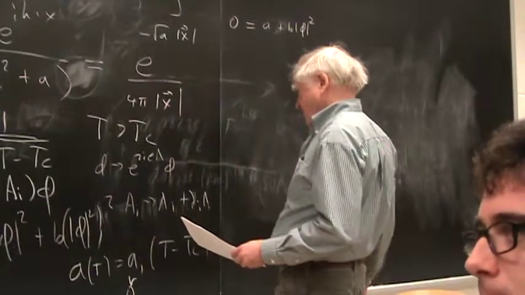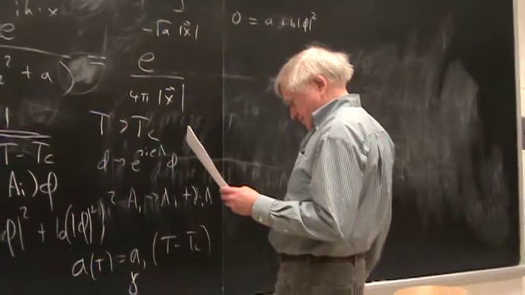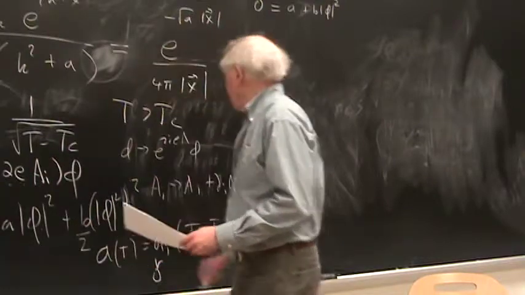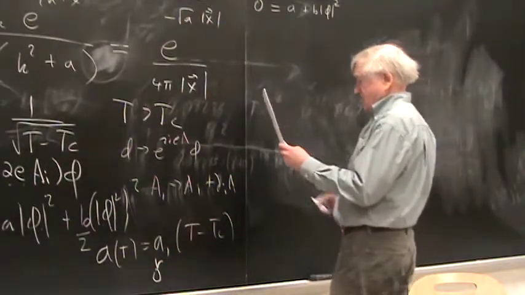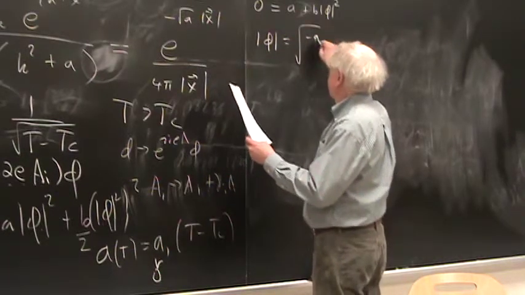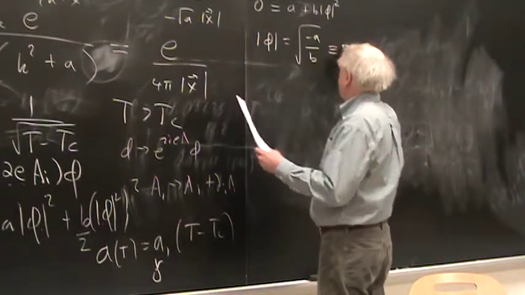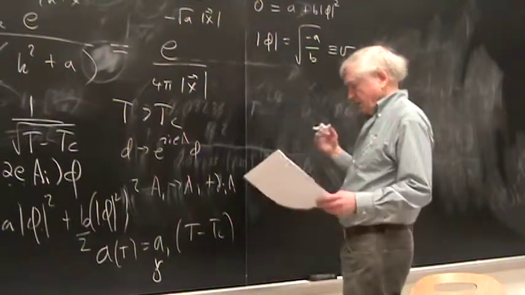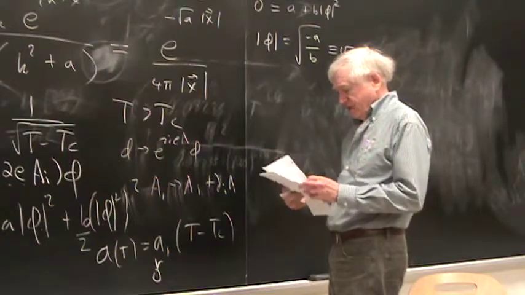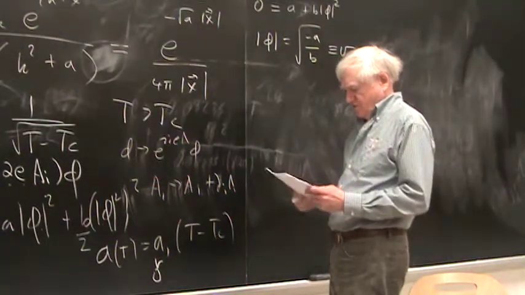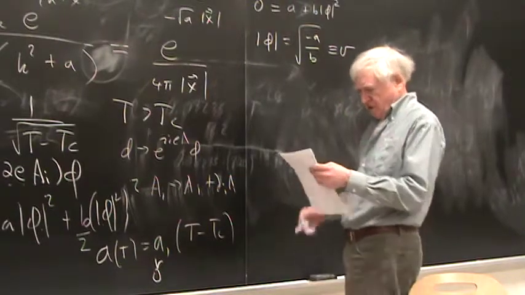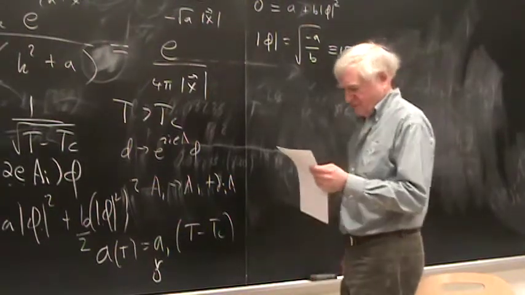Actually, that's a 2, isn't it? No, it was b over 2. Sorry. And so now it's just b. And so the mean value of phi is the square root of minus a over b, which I'm going to call v. So below the critical temperature, phi gets a value in the vacuum, which people often call a VEV, but I think that's an abuse of the English language. So it's a mean value in the vacuum.